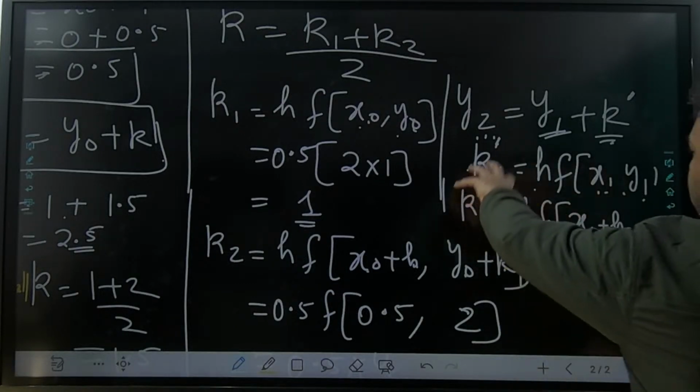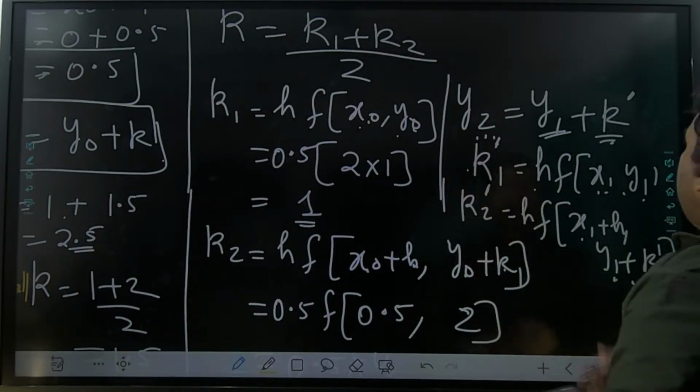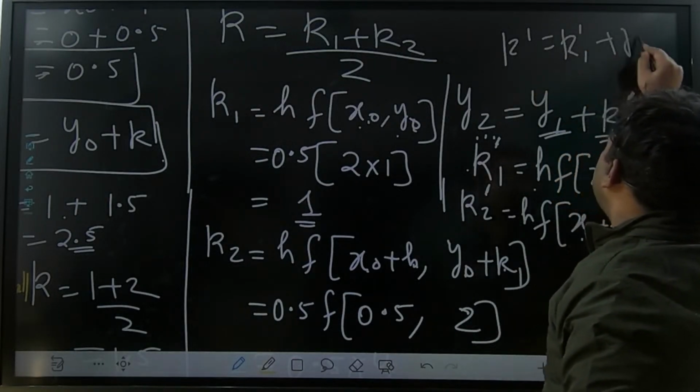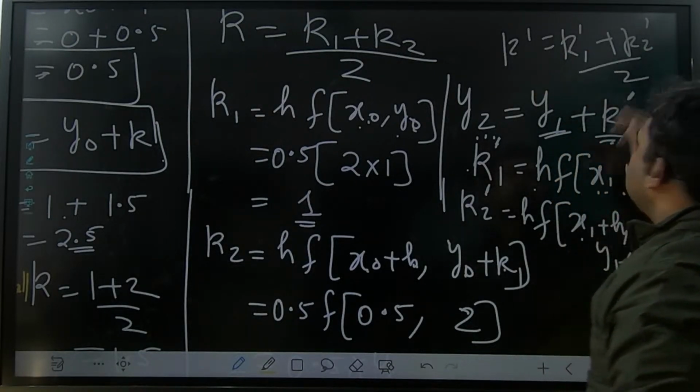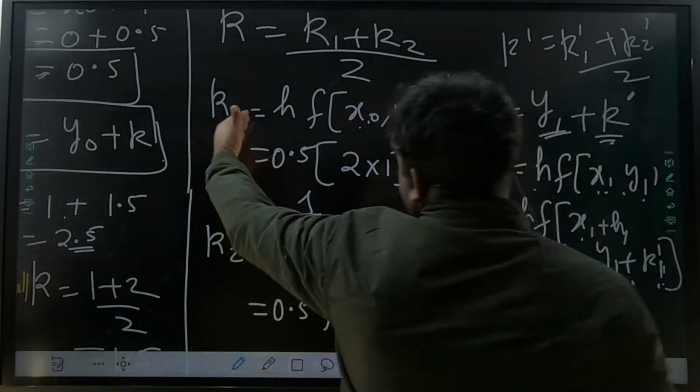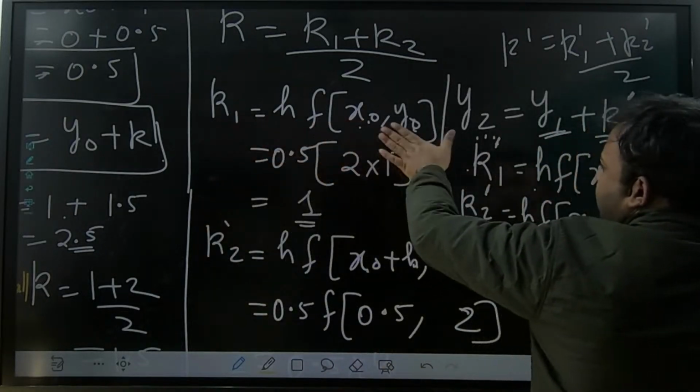This will give you the new values of K1 dash and K2 dash, and K dash will again be K1 dash plus K2 dash by 2. So the new value of K will come, and we will put it over here. Get this point? So K will change depending on K1 and K2, and the K1 and K2 values are fixed.